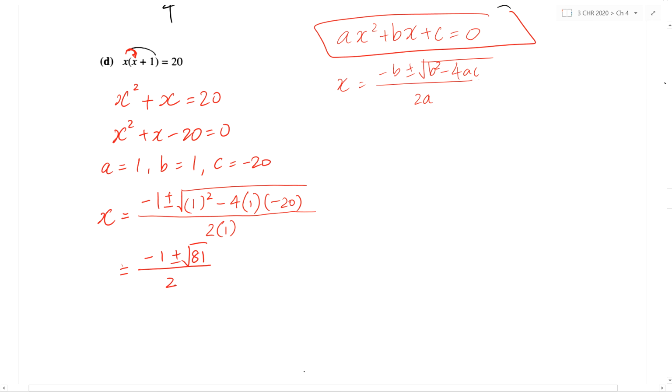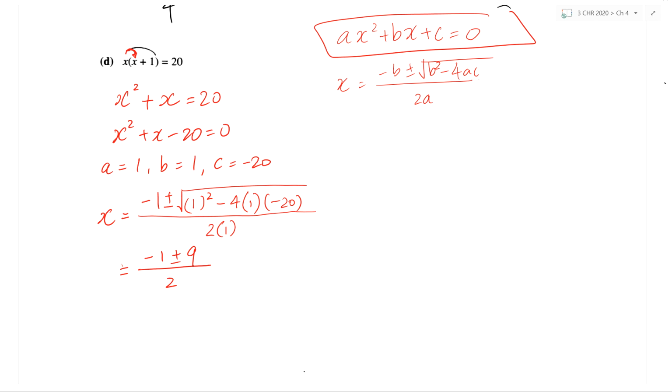Do you know what the square root of 81 is? How much is it? 9, yes. Because I'm too lazy to write everything again, I'm going to just replace this with 9. Square root of 81 is 9. How many answers do I have over here? How do you know there are 2 answers? Yes, there's a plus and minus.